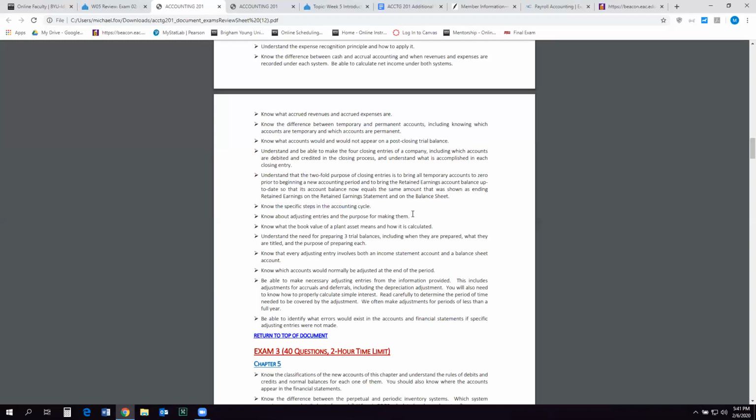Know about adjusting entries and the purpose of making them. I think this is probably one of the toughest parts of this chapter for most people. To do their adjusting entries, you just have to understand what each of them means. Recognize that really there's only 4 types of adjusting entries, and they have to do with how the cash and the expense, or the cash and the revenue, get counted, right?